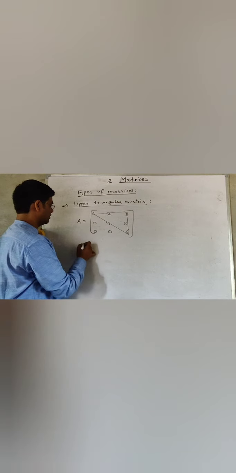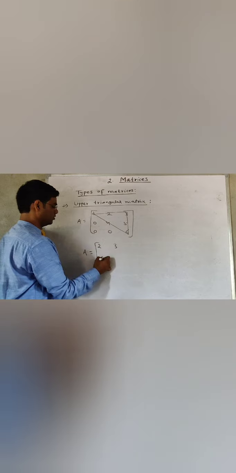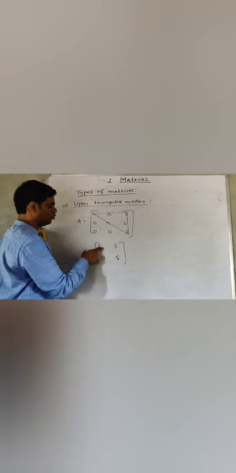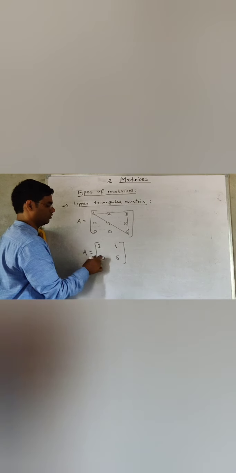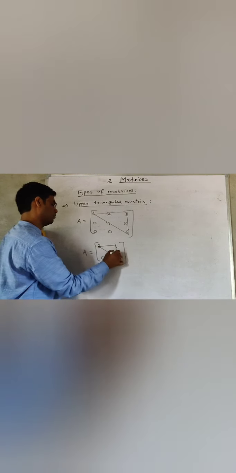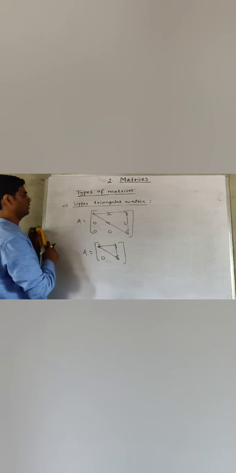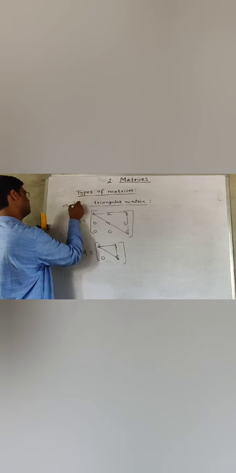Let us take another example of order 2: 2, 3; 0, 5. Here the diagonal elements are 2 and 5, and the element below the diagonal is 0, and a triangle is formed above this 0. Therefore this type of matrix is an upper triangular matrix.